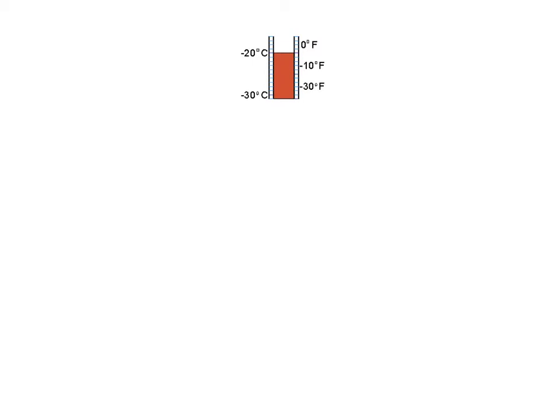If I were to ask you to read the temperature on this thermometer, you would tell me that it is negative 20 degrees Celsius, or if I look at the Fahrenheit side, I could see that it is about negative 4 degrees Fahrenheit. Notice we use the word negative to show that it's below zero. And this is when we would use negative numbers. We would use it to describe something that's below zero.